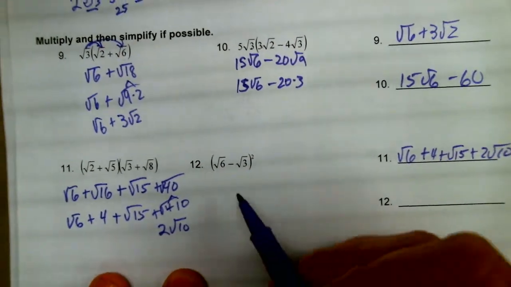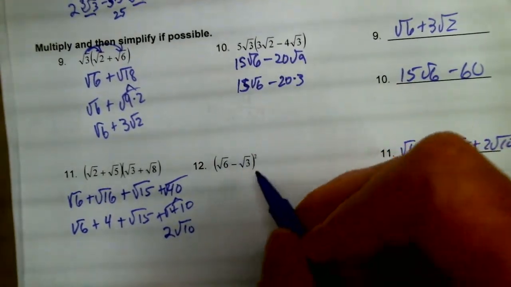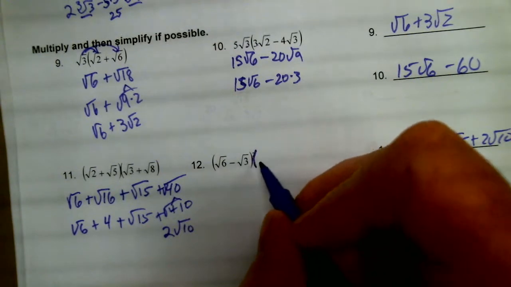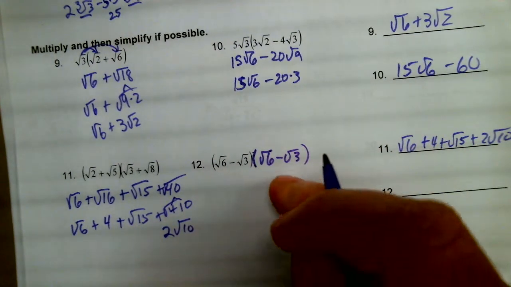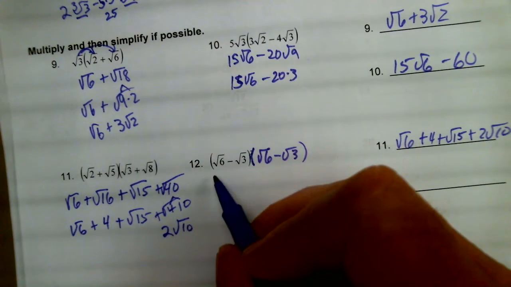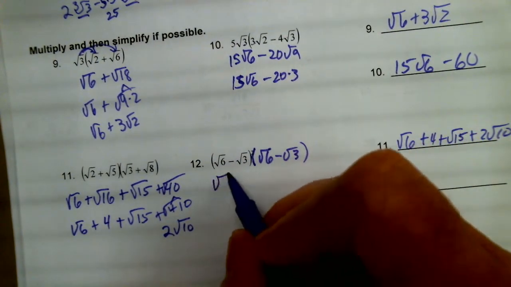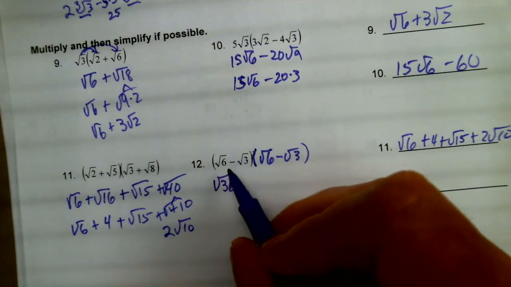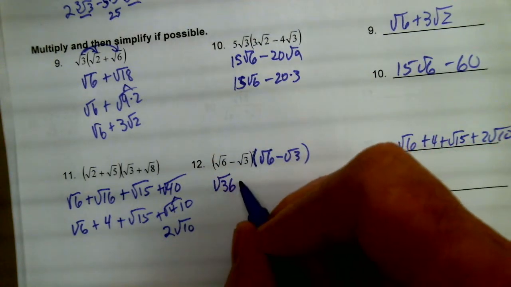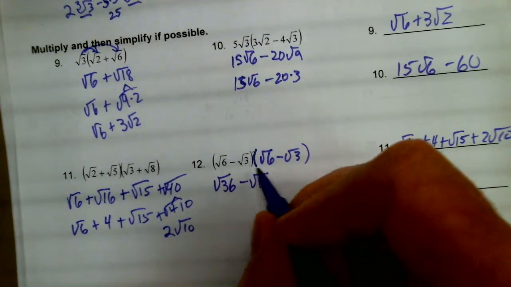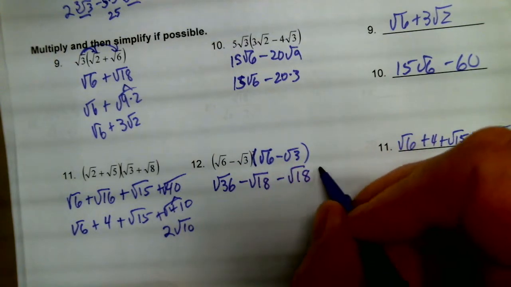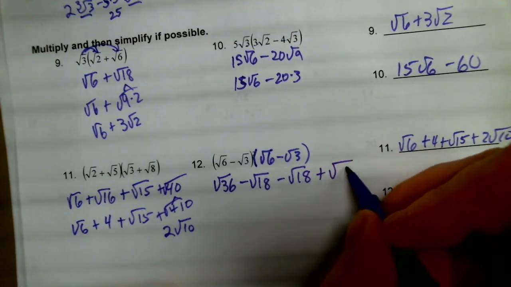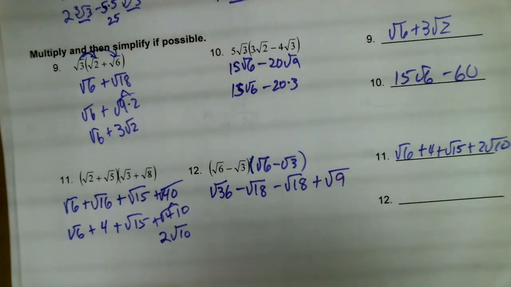For number 12 here, we have a binomial squared. Binomial squared means to multiply it by itself. So I'm going to rewrite it as binomial times binomial. So when I FOIL this, I get square root of 36. I'll simplify that in the next step. Outside times outside gives me negative square root of 18. Inside times inside gives me negative square root of 18. And last times last, negative times negative, gives me the positive square root of 9.